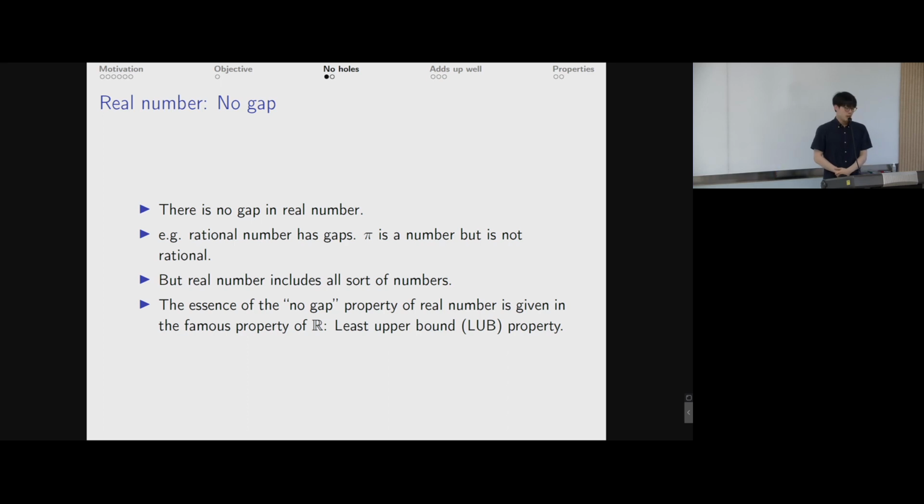One of the very basic properties of real numbers is that they have no gap. It's very simple, really. There is no gap in real numbers. You might wonder why that is so important, because a lot of the number systems you use have gaps. For example, if you think about natural numbers, it'd be 1, 2, 3, 4, like this.